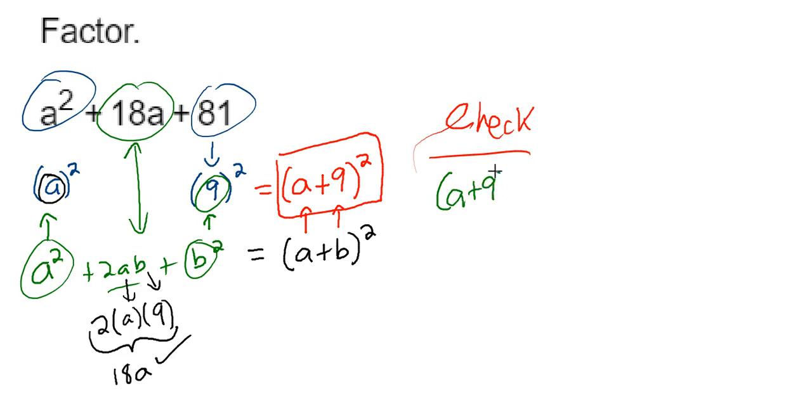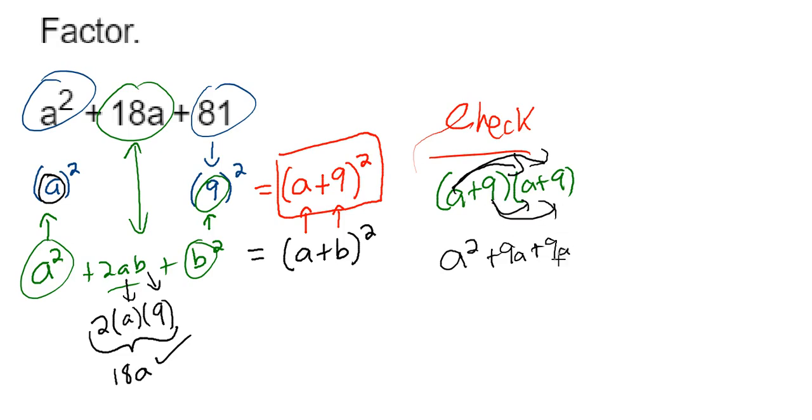This is going to be a plus 9 times a plus 9, right? A plus 9 multiplied by itself twice. You FOIL it out. You get a times a, which is a squared, a times 9, which is 9a, 9 times a, which is also 9a, and 9 times 9, which is 81. Combine these two in the middle, you get 18a, and so it matches right back up to the problem that we started with. So this is indeed the correct answer.